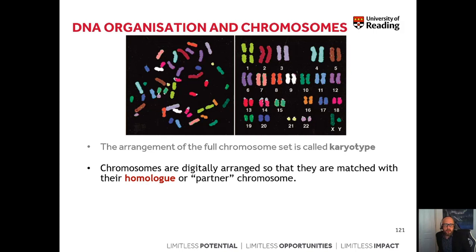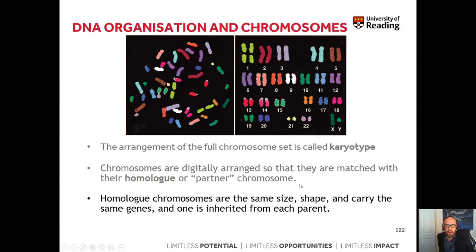In karyotypes, chromosomes are isolated, and this is what you can see on the left-hand side, and they are then arranged digitally, using a PC and dedicated software, so that they are matched with the homolog or partner chromosome, right? Those chromosomes can then be arranged in the karyogram, which can be analyzed. Homolog chromosomes are of the same size, they have the same shape, and carry the same genes. And each one is inherited from each parent.